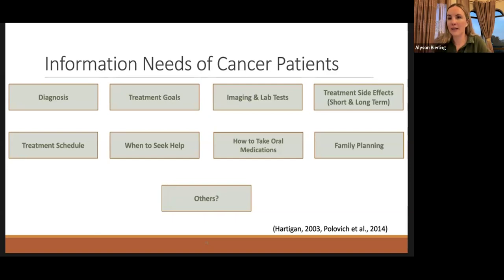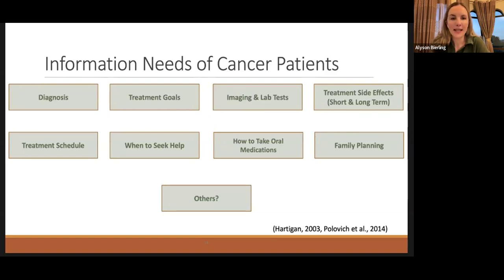If a patient is taking oral medications, we want to tell them how best to take those oral medications, what is the schedule, what time of day they should take it, if there's any other considerations. Family planning as well, I think Bonnie talked a little bit about last week. So making sure female patients understand that they should be on contraception during treatment to prevent pregnancy.